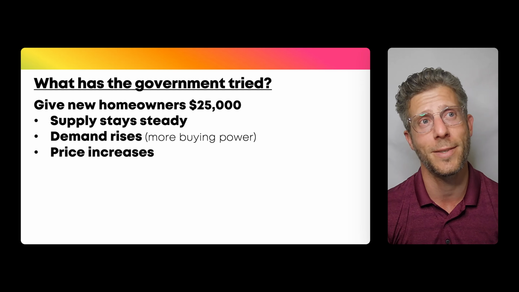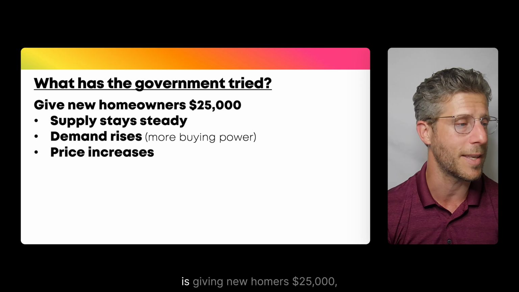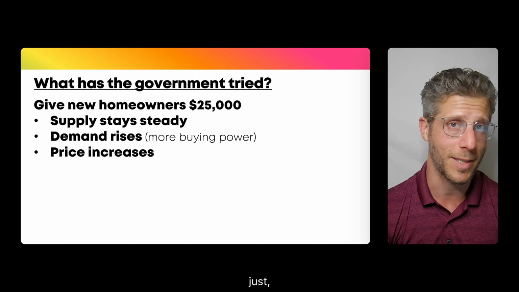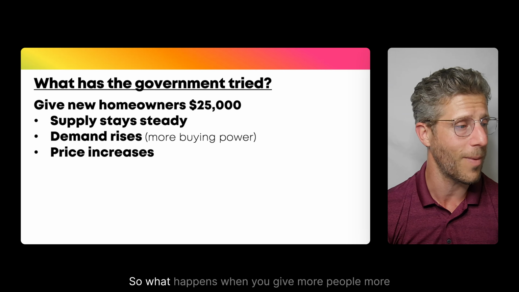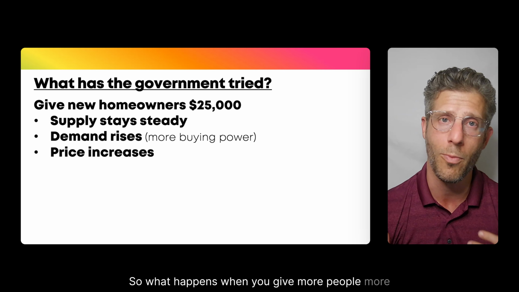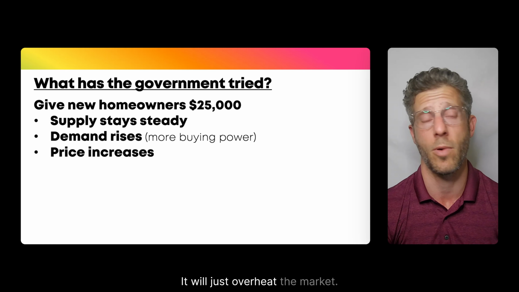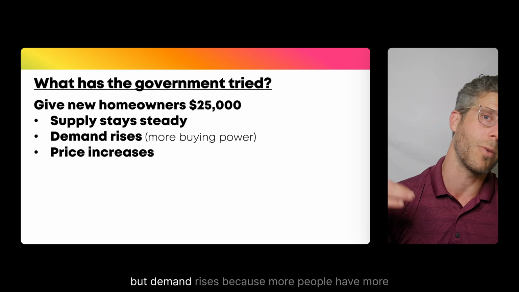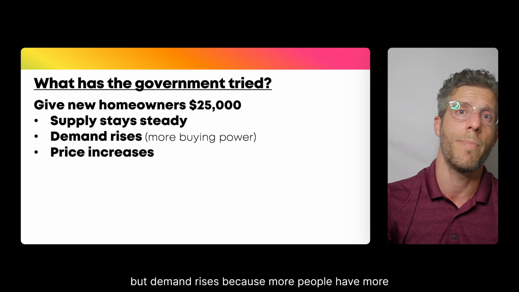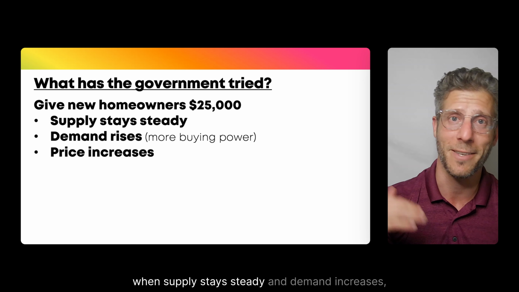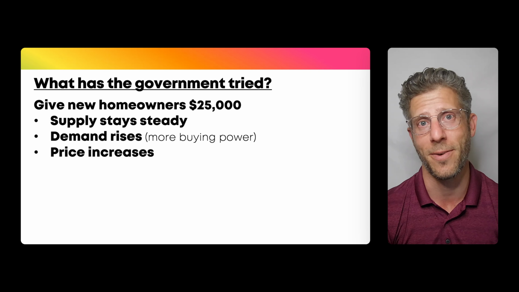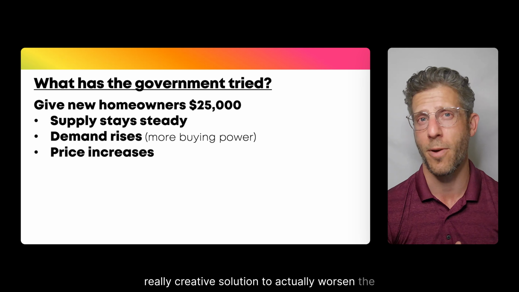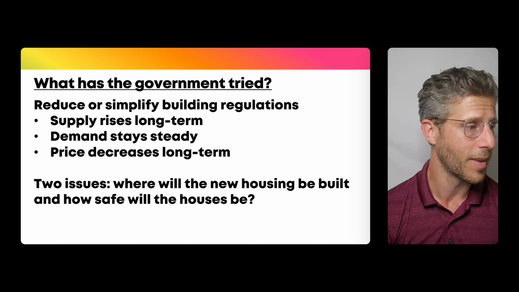Another thing that the government talked about trying is giving new homeowners $25,000, which just is not a good idea. What happens when you give more people more money? It will just overheat the market. Supply would stay steady, but demand rises because more people have more buying power. When supply stays steady and demand increases, prices go up. So that is a really creative solution to actually worsen the problem rather than making it any better.